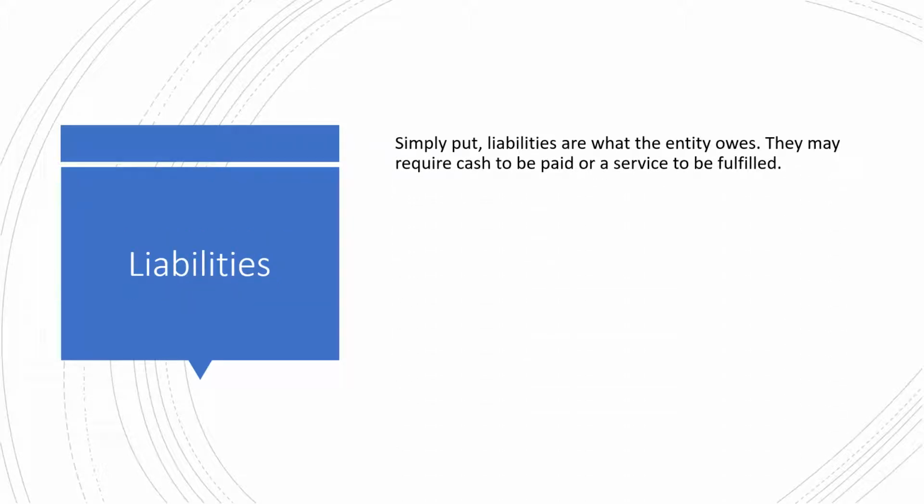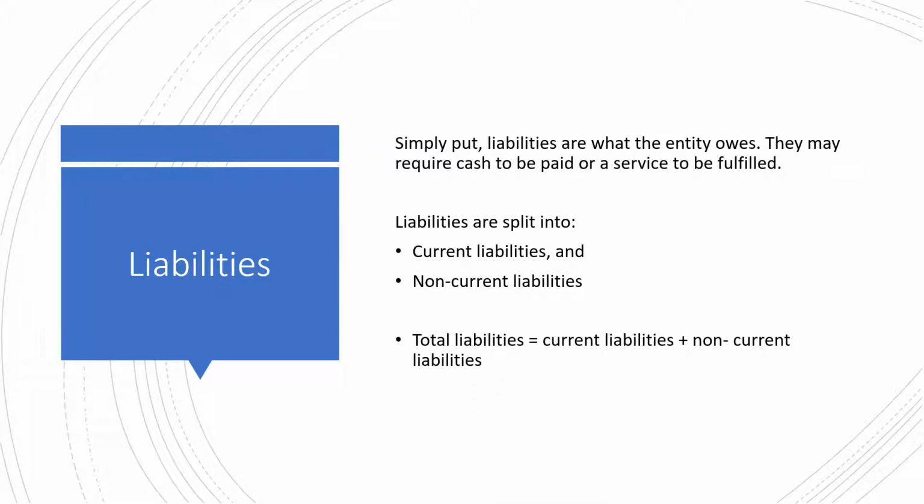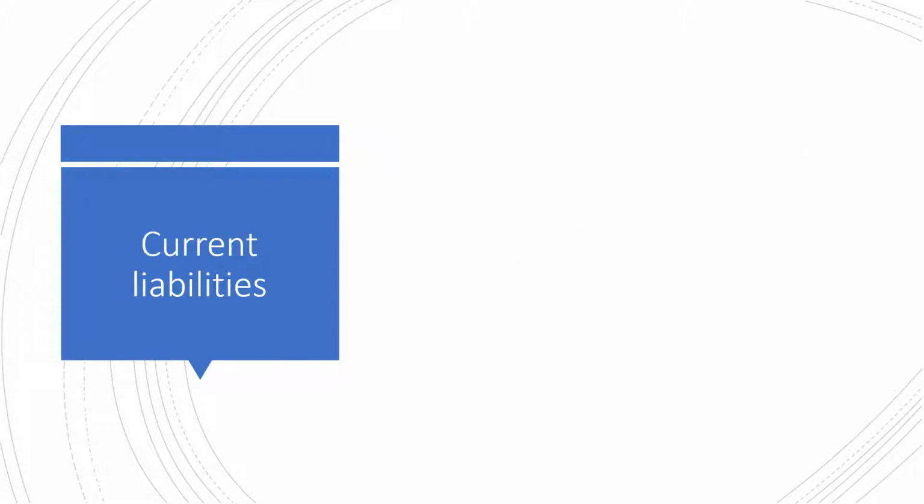Liabilities. Simply put, liabilities are what the entity owes. They may require cash to be paid or a service to be fulfilled. Liabilities are split into current liabilities and non-current liabilities. Total liabilities equals current liabilities plus non-current liabilities.